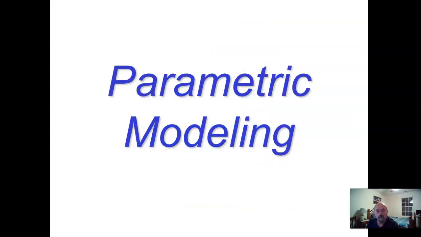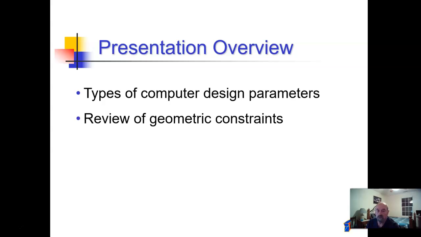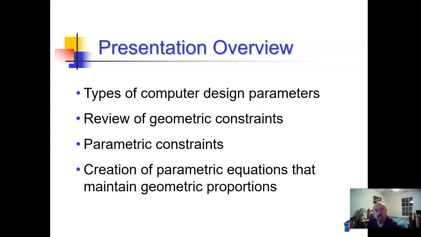So what is parametric modeling? We're going to go over the types of computer design parameters that are associated with it. We're going to review the geometric constraints that go along with it. Parametric constraints, what they are. The creation of parametric equations that maintain some geometric proportions that you can also use along with the functions that we started to use in Inventor when we did this earlier.